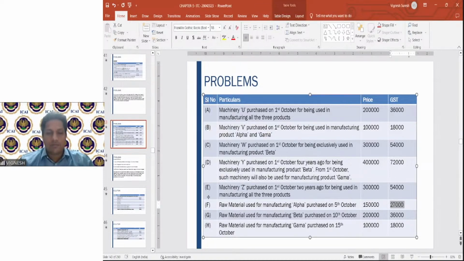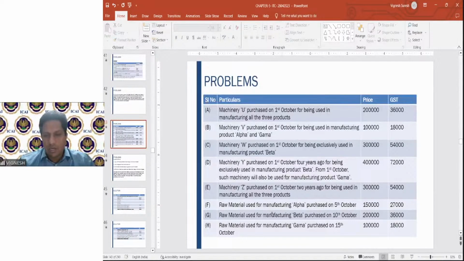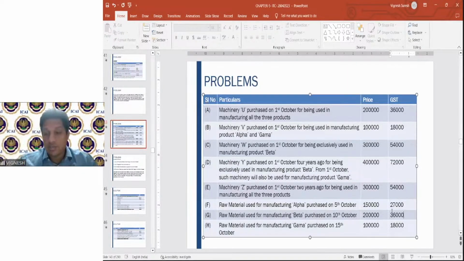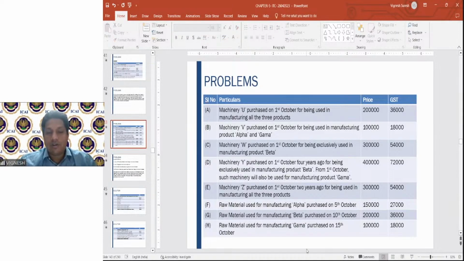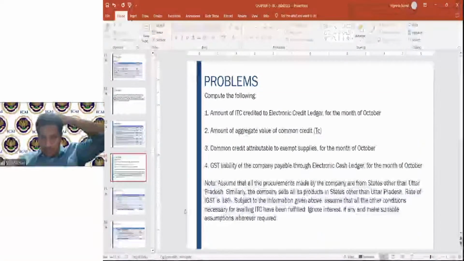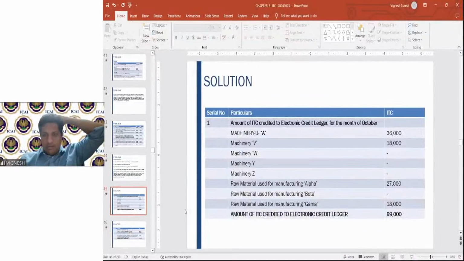The raw material used for manufacturing beta purchased on 10th October. Again, this is exclusively used for the exempt supply, which is beta now. So this 2 lakhs, this 36,000 also will not be taken into consideration. Then raw material used for manufacturing gamma purchased on 15th October. Gamma has become a taxable product. So therefore this 18,000 will be totally allowed as a tax. Fine. So therefore these are the totals which you have to take.